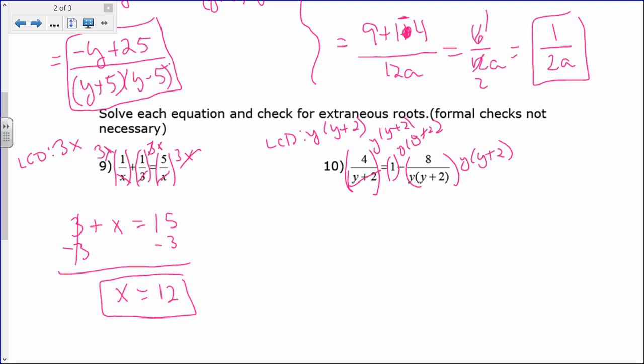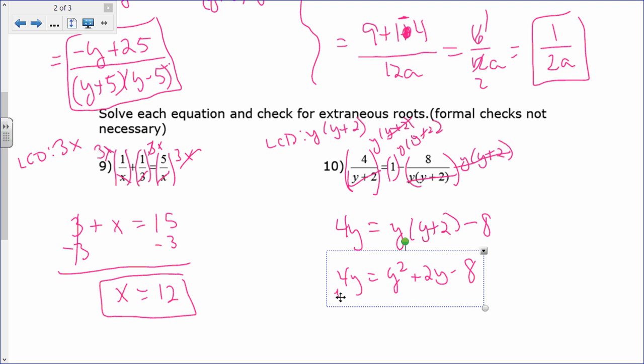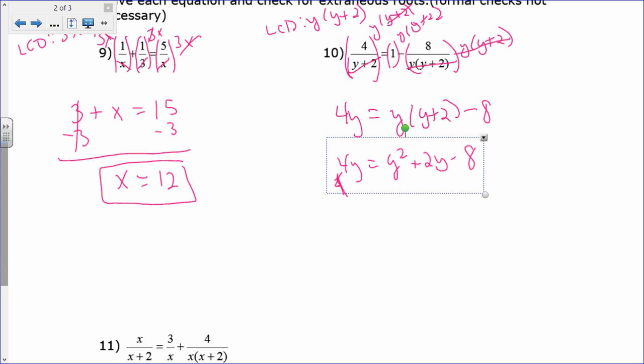So in the first fraction, the y plus 2's go, so I have 4y. Equals, nothing cancels out there, so it's y times y plus 2. And in the last fraction, everything cancels, so it's just minus 8. So 4y equals y squared plus 2y minus 8. I'm going to subtract the 4y. So 0 equals y squared minus 2y minus 8.